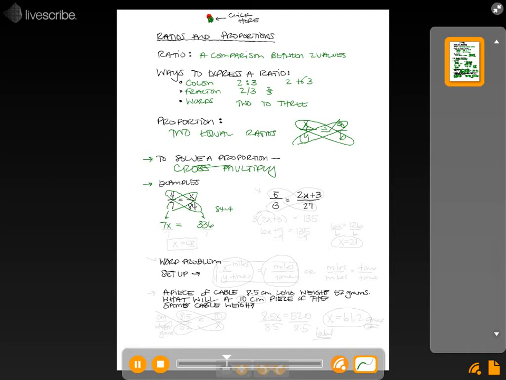And then we solve this like we would normally solve an equation. We would divide both sides by 7 to get the x by itself, and x ends up being 48. And then we found the value that would finish out our proportion.